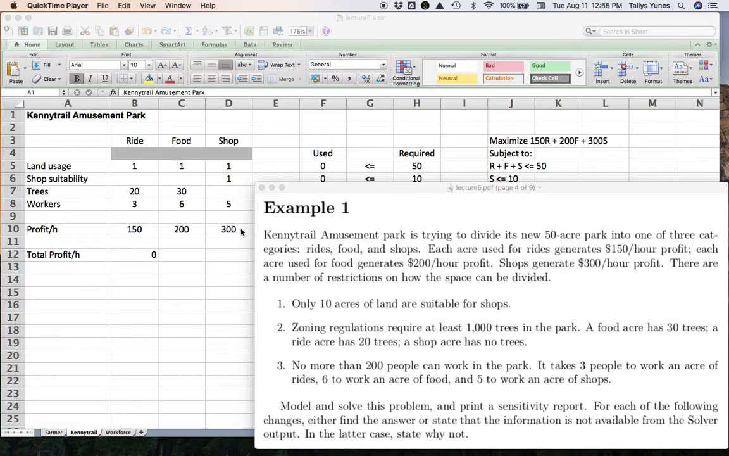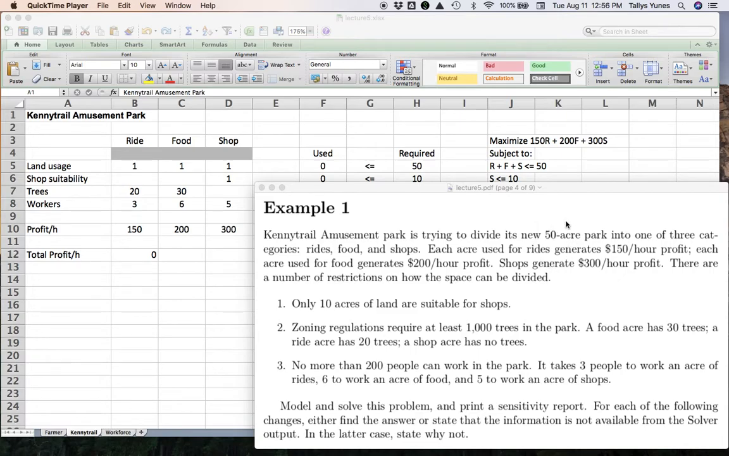Here's a story. There's an amusement park, Kinney Trail, and they're trying to divide their new 50-acre piece of land into 3 categories of activities: rides, food, and shops. Each acre used for rides generates $150 per hour in profit. Food generates $200 per hour, and the shop acres $300 per hour in profit. And there are some restrictions on how the space can be divided.